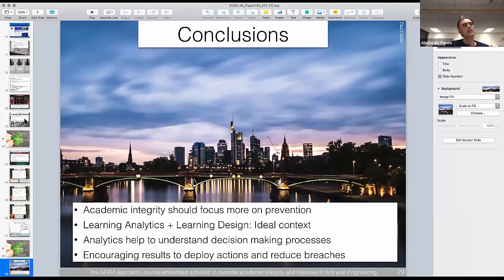Learning analytics and learning design provide a very powerful context, because large courses, especially in the first year, need to deal with a very large number of students, and all of them should be aware of how to approach writing a document. Some of them don't seem to have a clear distinction of the type of techniques and practices that would keep them within the expected boundaries when it comes to written assignments. Clearly here, analytics can help to understand this decision-making process.